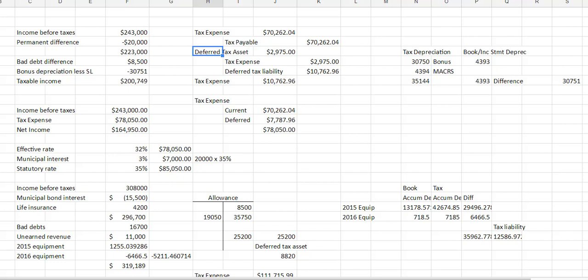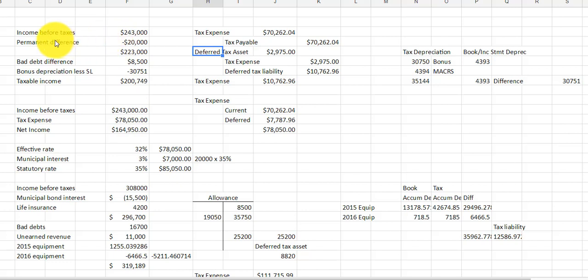Regarding deferred income taxes, our exercise 1 starts by giving us the income before taxes, $243,000. So that's our starting point. What we want to do first is recreate what would go on the tax return to get taxable income. And that's what that question asks: what is taxable income?